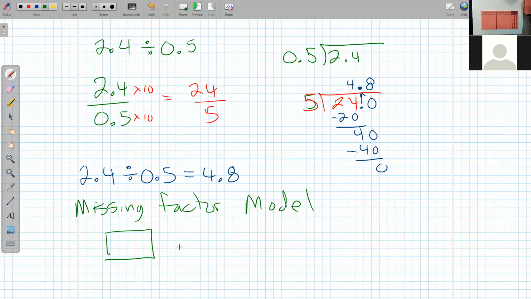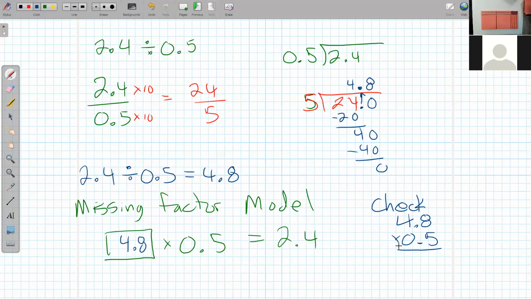What times 5/10 is equal to 2 4/10? Now we think the answer is 4.8, and we know how to multiply, so we can check it to make sure this algorithm does work by saying, okay, well, what is 4.8? 4 8/10 times 5/10. And we have our algorithm for that.